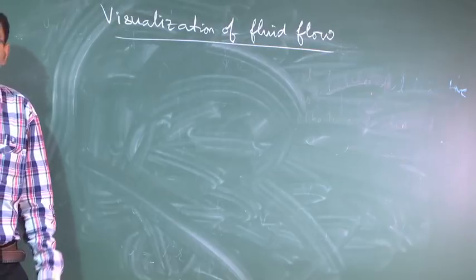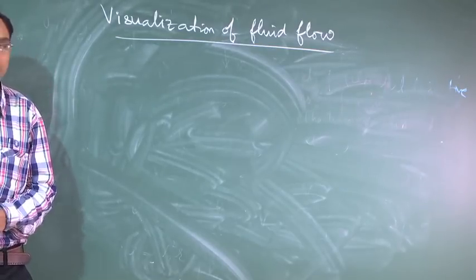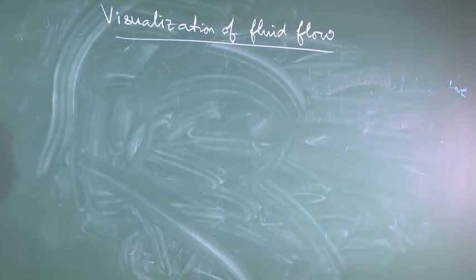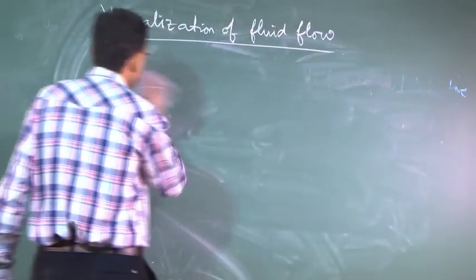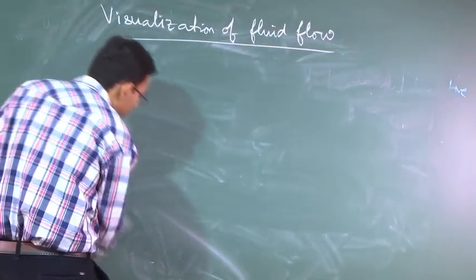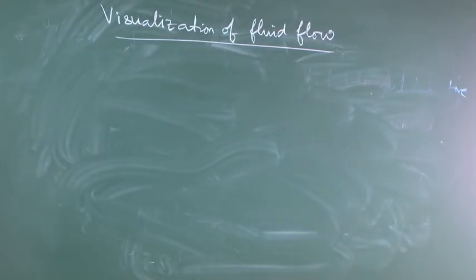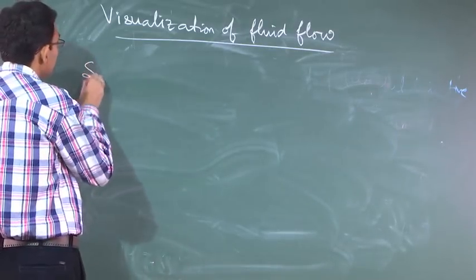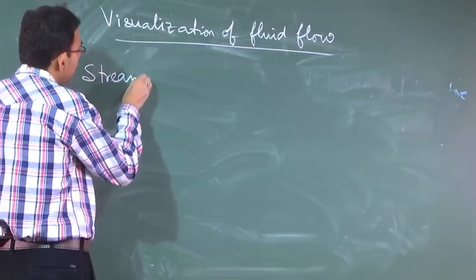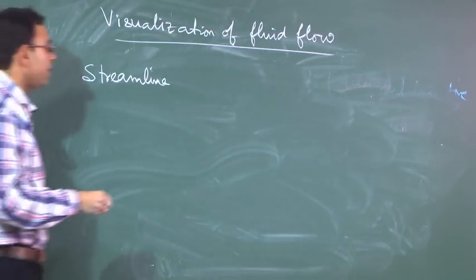So this is very important for experimentalists. Those who will be doing experiments, they will be interested in visualizing how the fluid flow is taking place, and for that different imaginary or conceptual lines are there. So what are those imaginary lines? We will discuss three of those: streamline, streakline and pathline.